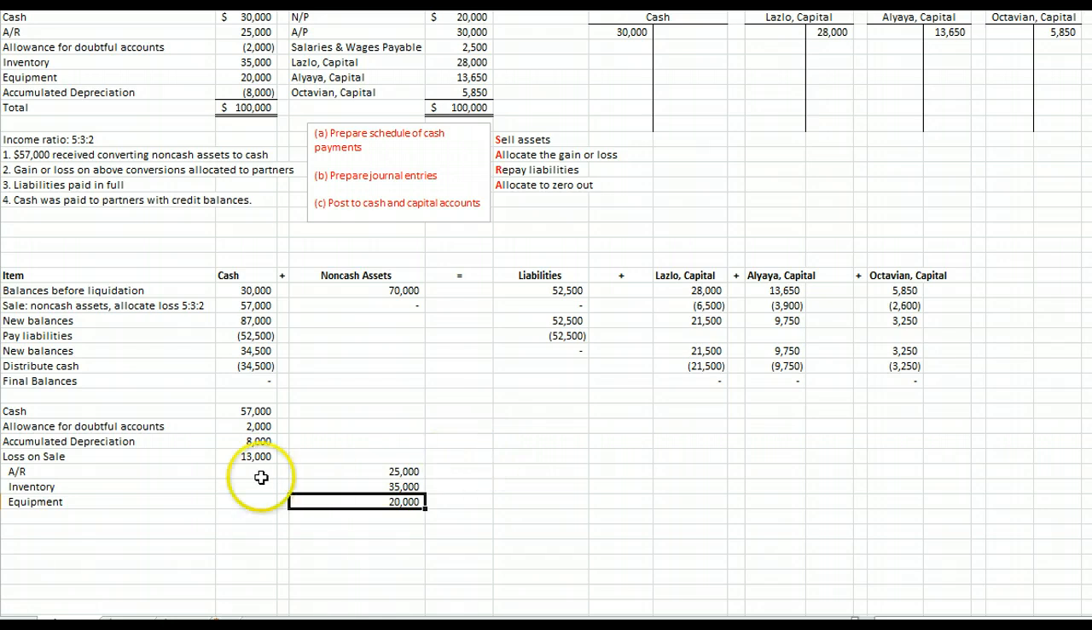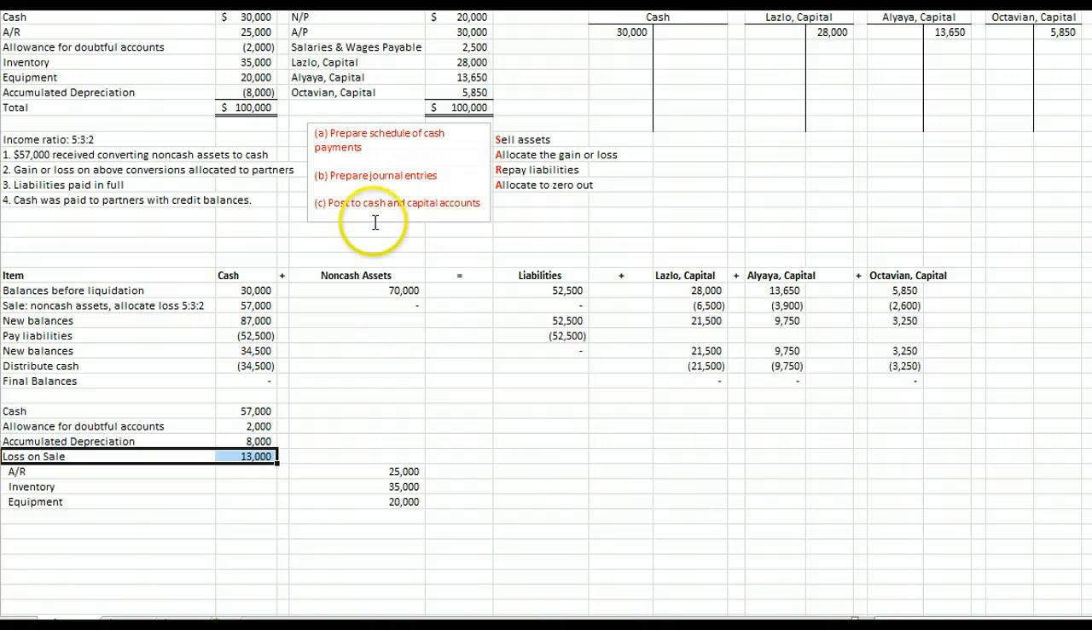And equipment had a debit balance of 20, so we credited for 20. And sure enough, to make that journal entry balance, we end up with this loss on sale for 13, which is what we thought it would be. In other words, $70,000 worth of assets sold for $57,000. All right, why don't you pause the video now and see if you can figure out the journal entry to allocate this loss on sale to the capital accounts.